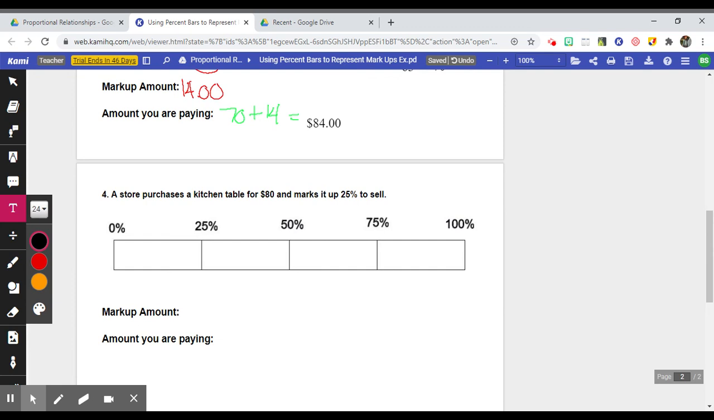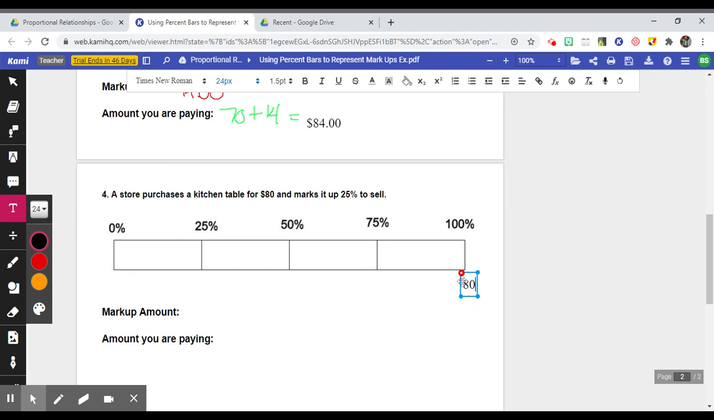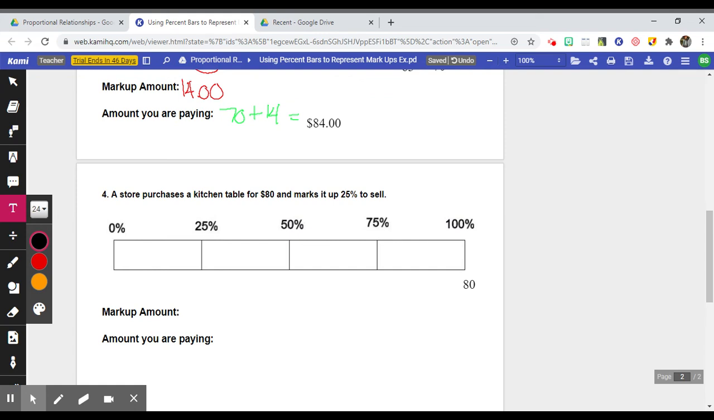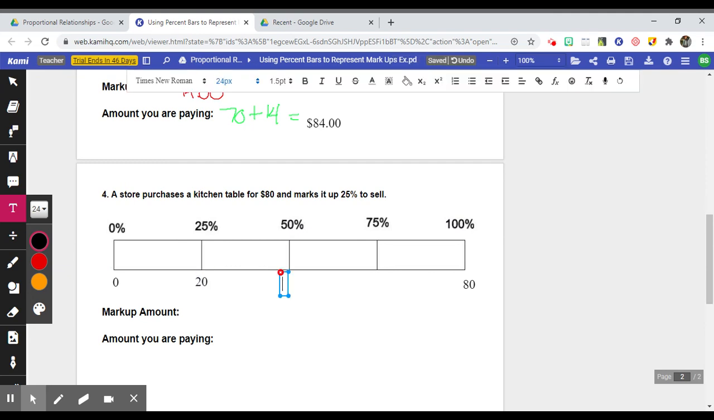So we know that 100% is $80. And this time, my percent bar is split into 4 sections. So what I need to do is split 80 into 4 sections. 80 divided by 4 is 20. That means each section is now worth $20. Again, I'm dividing it by 4 because my percent bar has 4 sections and not 10. So each section is worth 20.